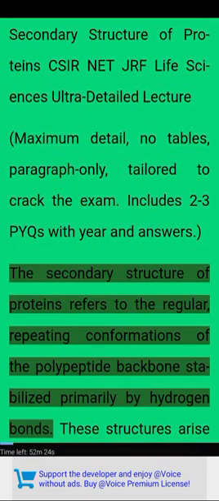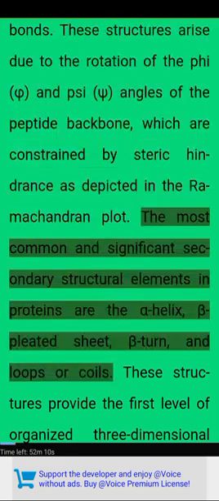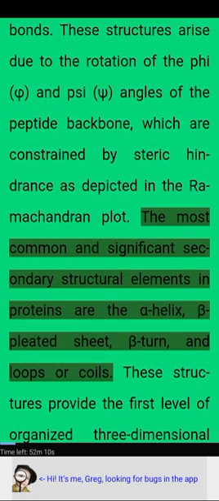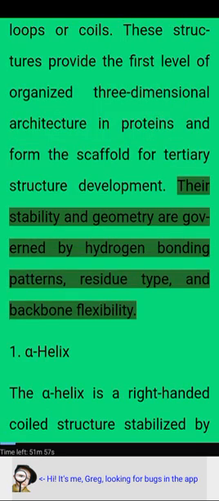The secondary structure of proteins refers to the regular, repeating conformations of the polypeptide backbone stabilized primarily by hydrogen bonds. These structures arise due to the rotation of the phi and psi angles of the peptide backbone, which are constrained by steric hindrance as depicted in the Ramachandran plot. The most common and significant secondary structural elements in proteins are the alpha helix, beta pleated sheet, beta turn, and loops or coils. These structures provide the first level of organized three-dimensional architecture in proteins and form the scaffold for tertiary structure development. Their stability and geometry are governed by hydrogen bonding patterns, residue type, and backbone flexibility.